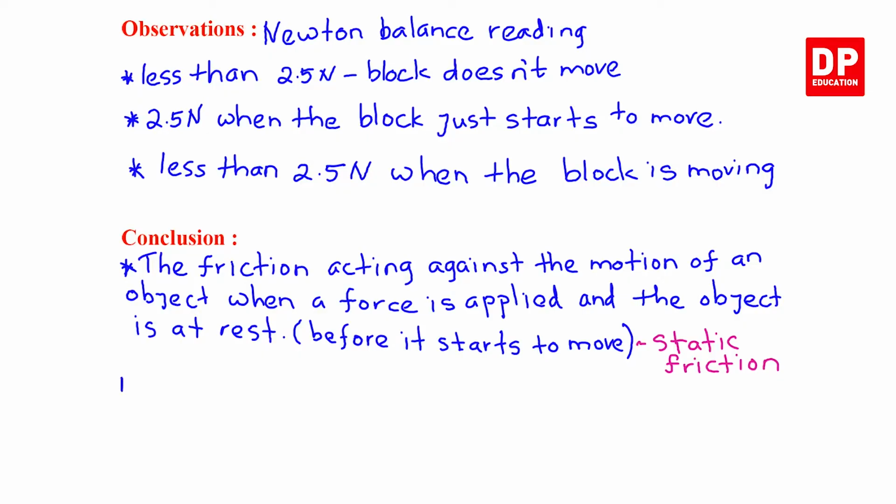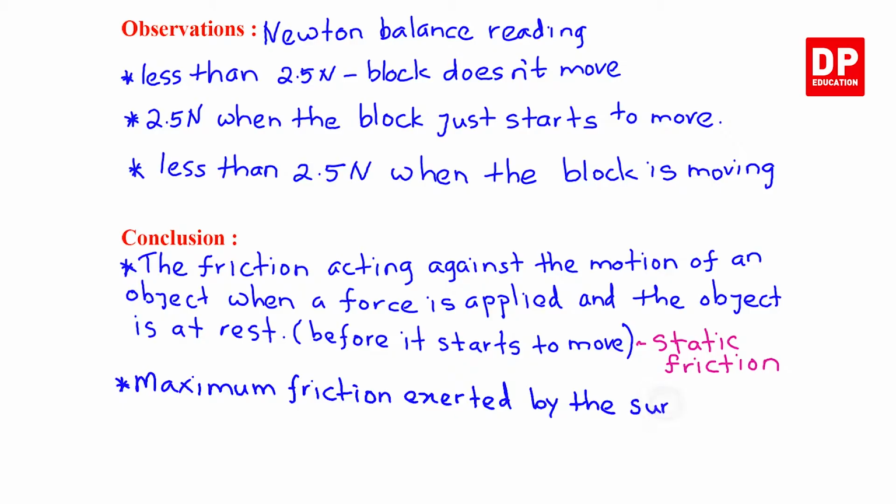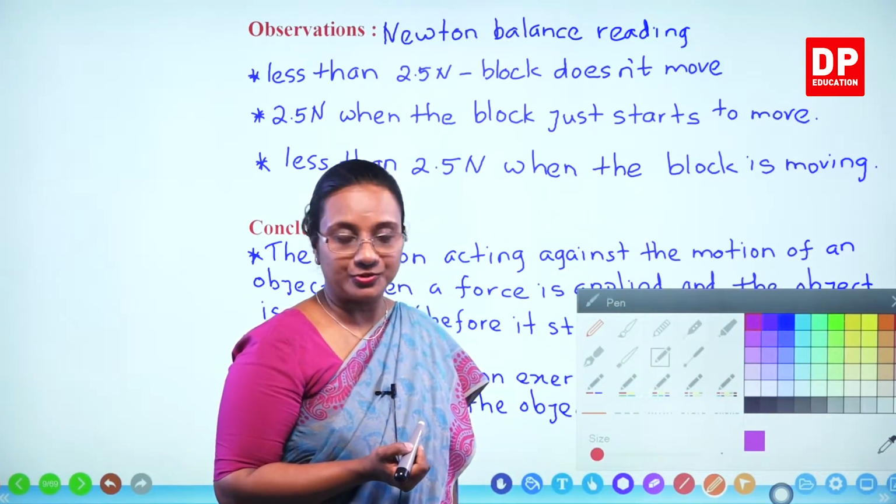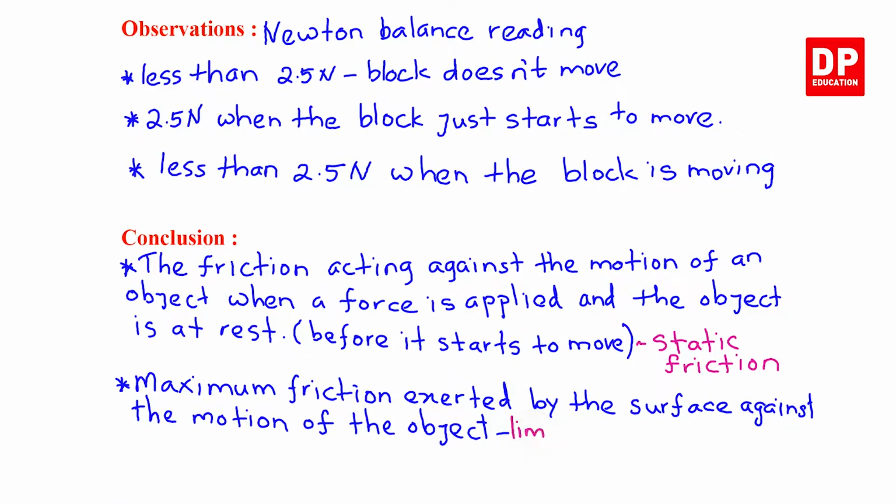So the second conclusion is that the maximum friction exerted by the surface against the motion of the object, we call it the limiting frictional force. So this will be limiting friction.